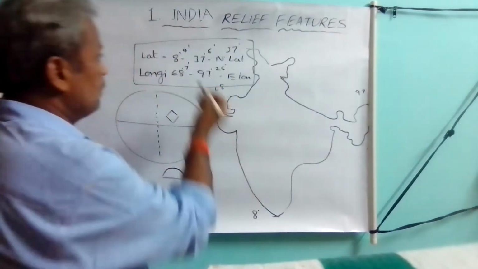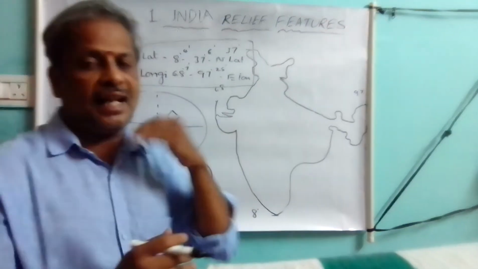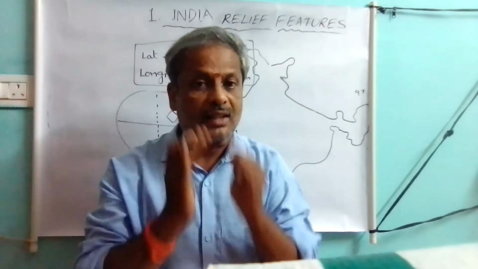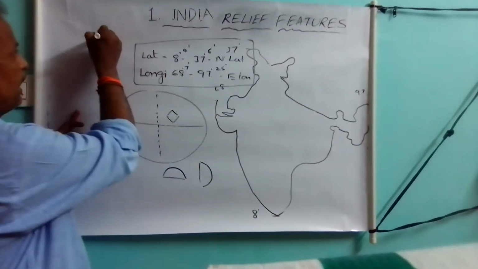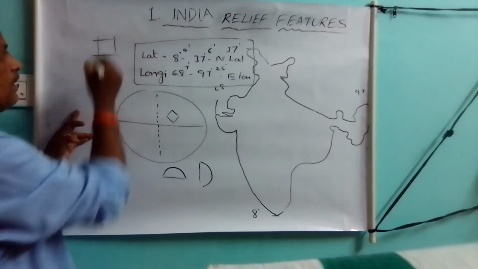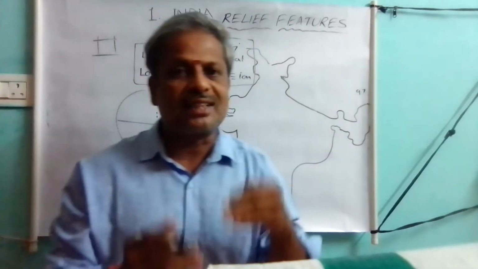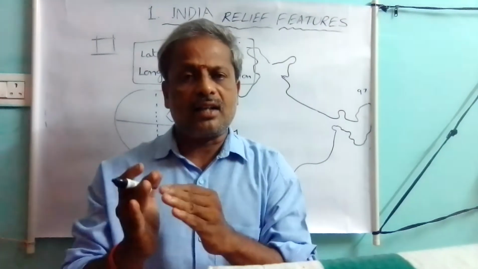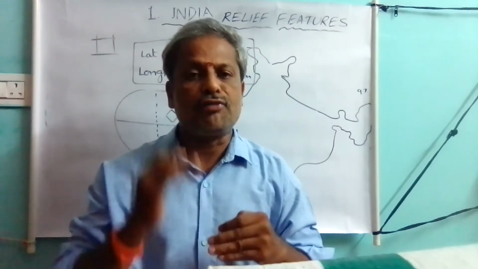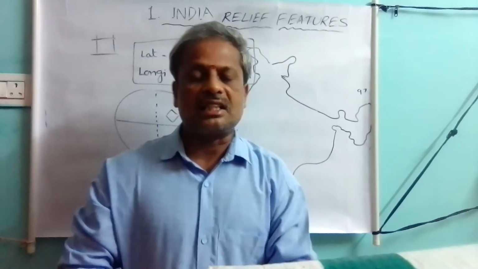And we see latitudinally and longitudinally, India extends a distance of 30 degrees. So India is in the grid, we know already what a grid is. The network of latitudes and longitudes is called a grid. So India is in the grid of 8 degrees to 37 degrees of northern latitude, and 68th degree to 97th degree of eastern longitudes.